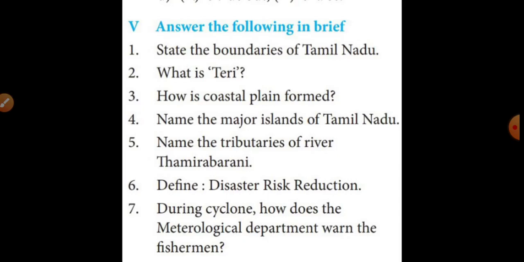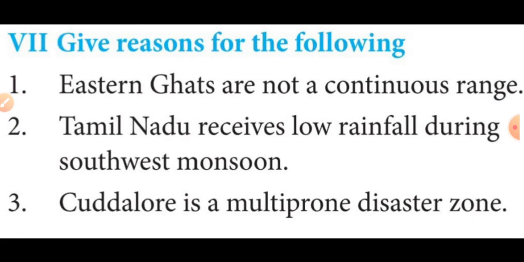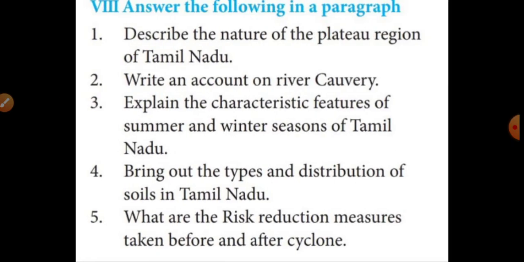Okay. Then distinguish, I gave, refer to the guide. Then give reason, there are 3 questions. Those 3 questions also you should refer to the guide. Distinguish also you should refer to the guide. Then detail: the first 4 questions I gave. The last question: what are the risk reduction measures taken before and after a cyclone?